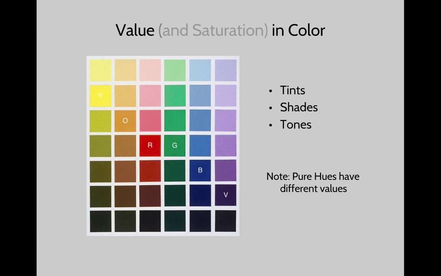It's also worth noting here that pure hues have different value ranges. So a yellow straight out of the tube is going to be, generally, significantly lighter in value than, say, a red purely out of the tube, or a blue or a violet. Those tend to be the darkest.